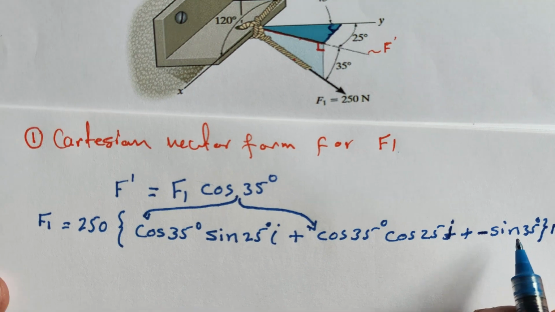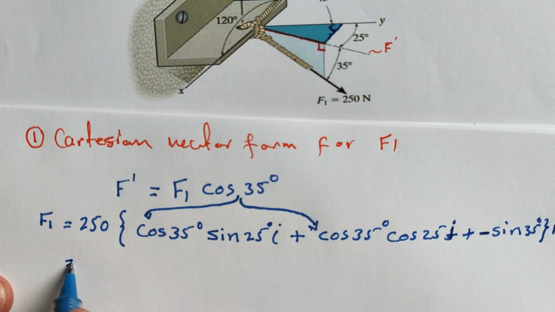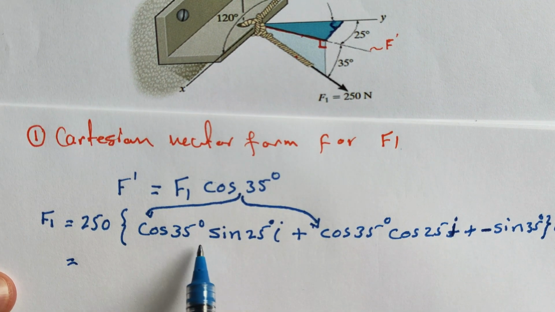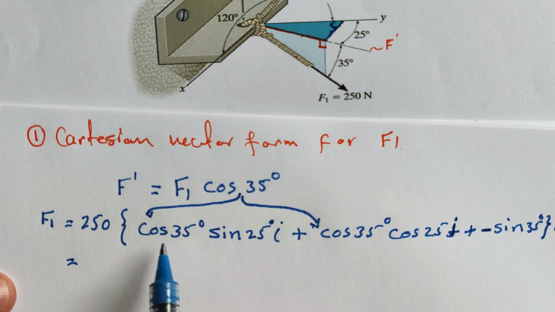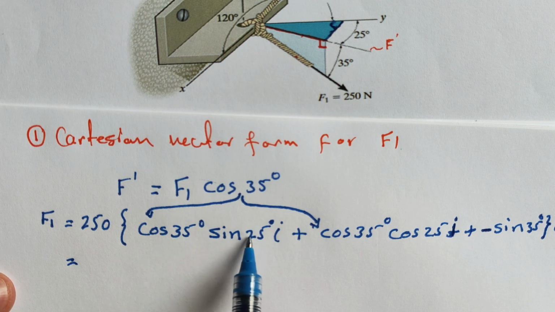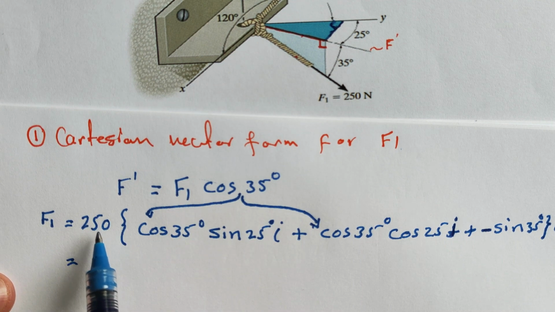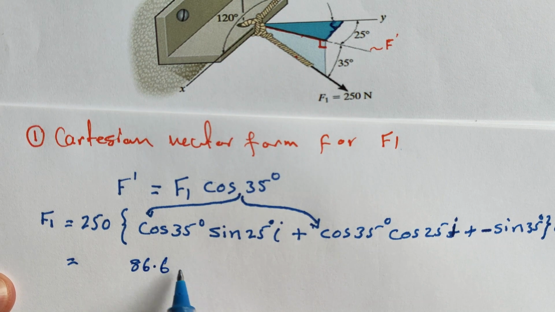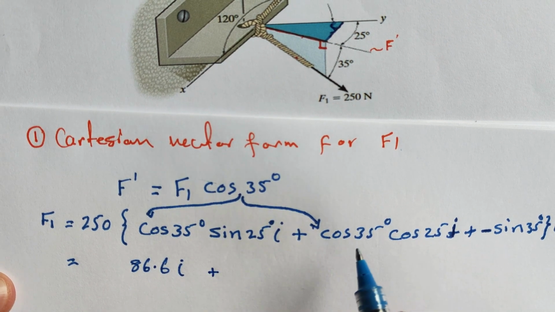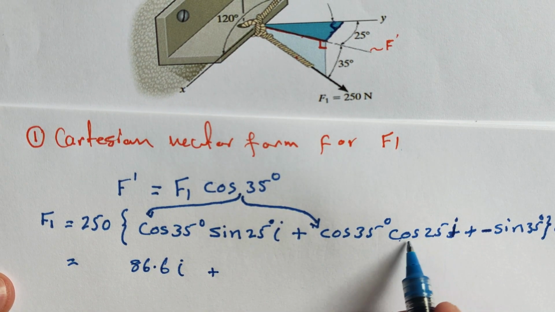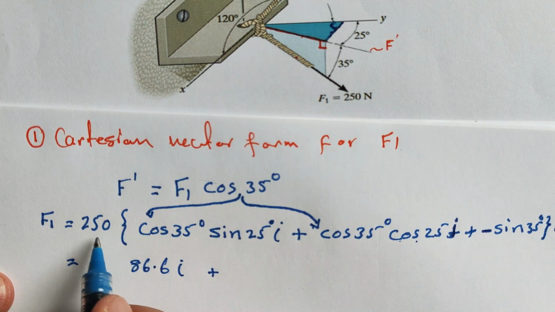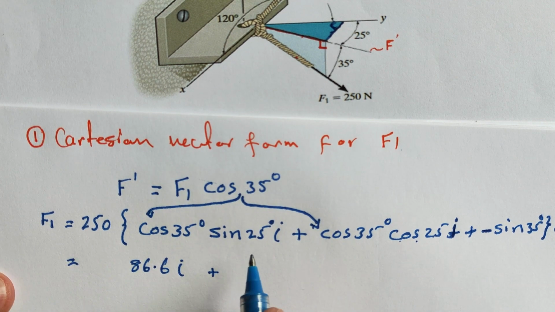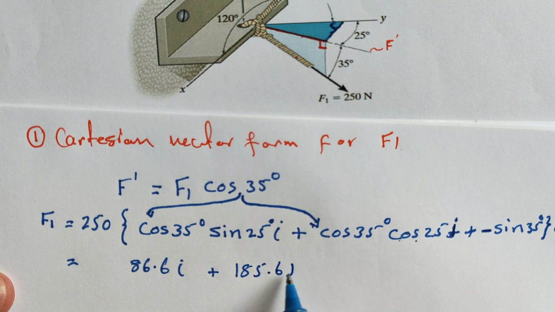Don't forget this. So now simply plug these values into your calculator. Once you put cos 35 times sine 25, multiplied by 250, that should result in 86.6 i, plus cos 35 times cos 25 times 250, and that should equal 185.6 j.